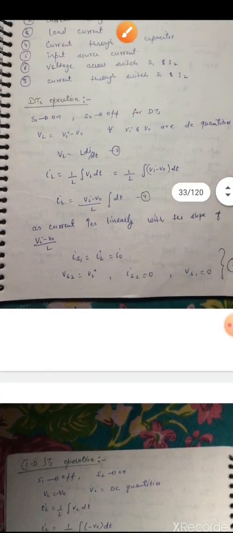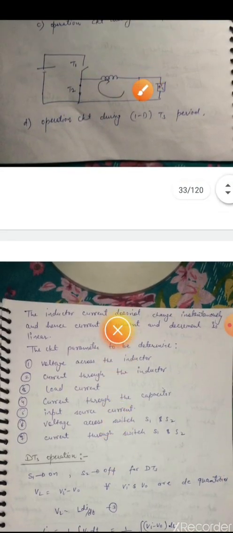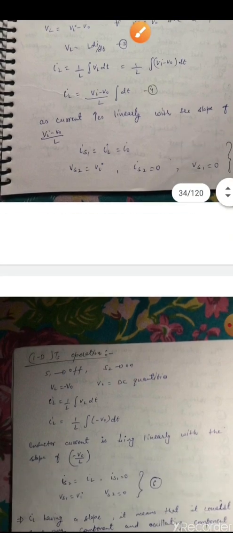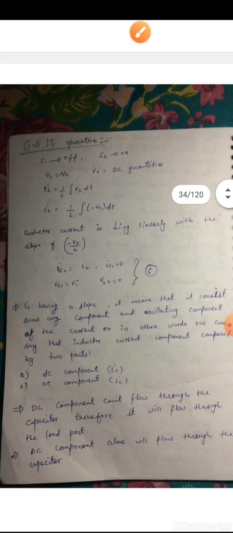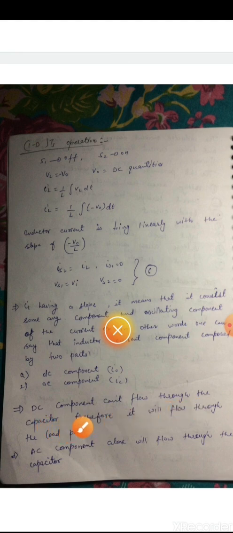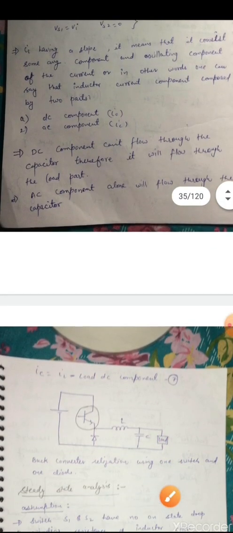The DC component cannot flow through the capacitor, therefore it will flow through the load part. Obviously the capacitor is placed at the output side. All the DC component will flow through the load because it can't flow through the capacitor, and the AC component will flow through the capacitor.